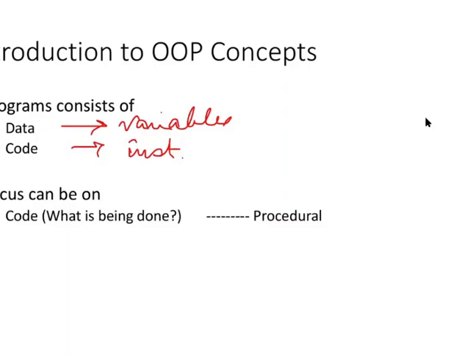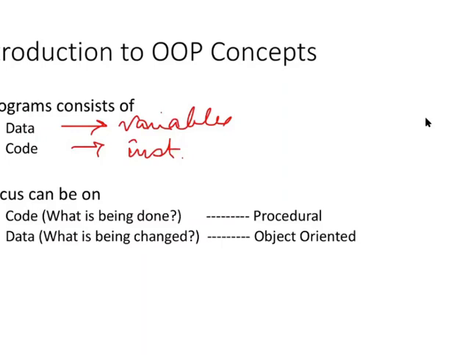On the other hand, you may choose to focus on the data, that is, what is being changed. Your program is doing something, and as a result, what is being changed. So, if your focus is on the data, in that case, this is what is known as your object-oriented programming. You focus not on the code, but on the data. Let us look at it from another angle.